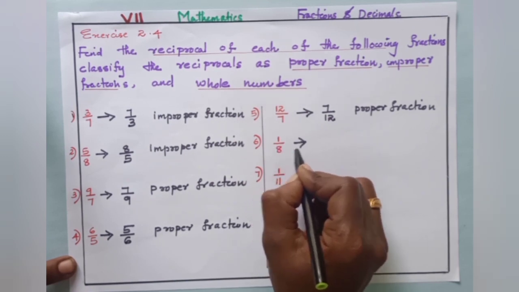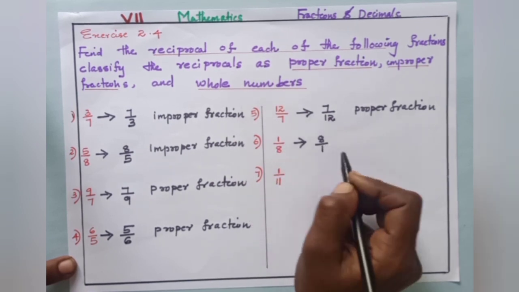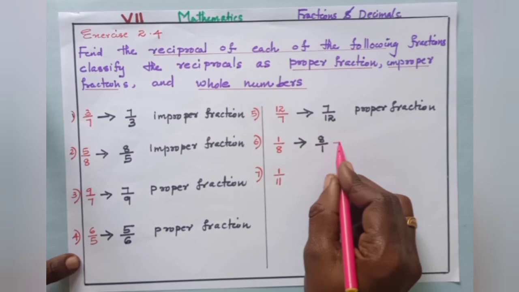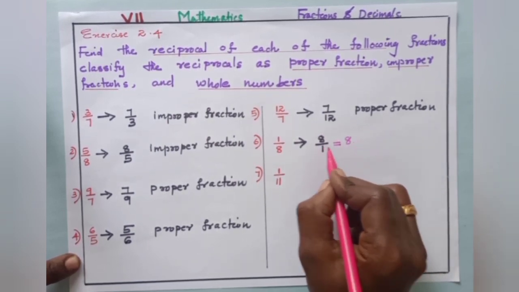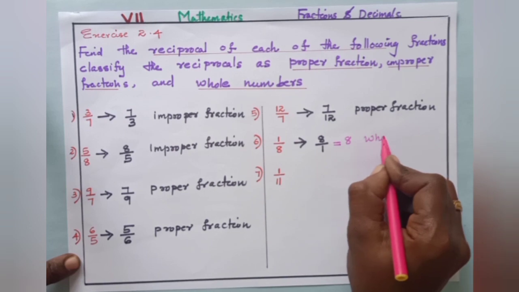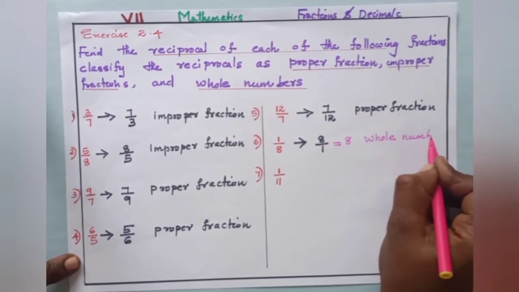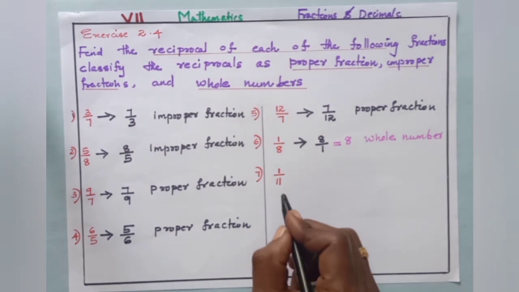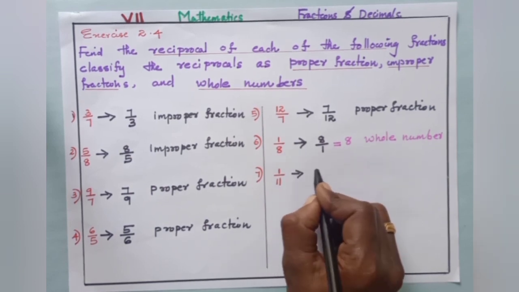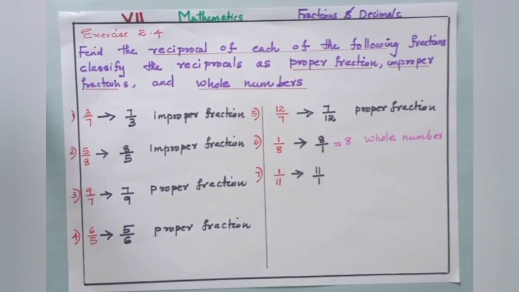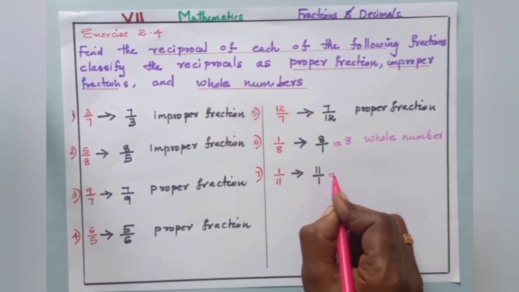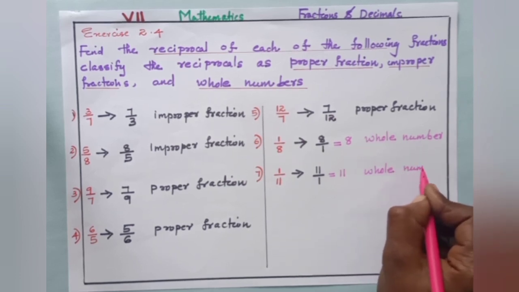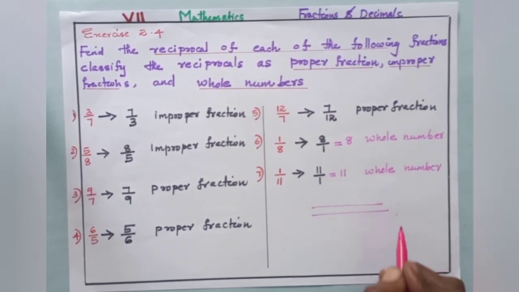1 by 8. Reciprocal is 8 by 1. 8 by 1 we can write as 8. So that is a whole number. Then 1 by 11. 1 by 11 we can write as 11 by 1, that is equal to 11. 11 is a whole number. Clear all of you?